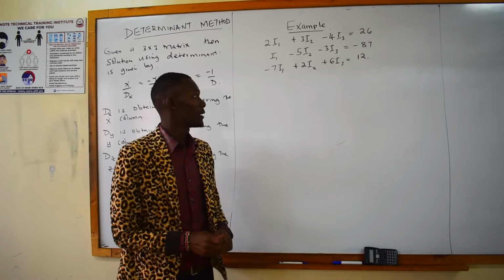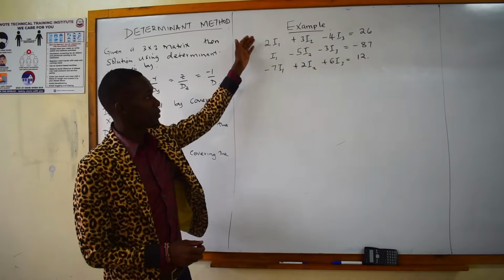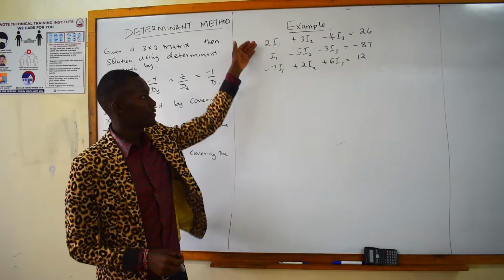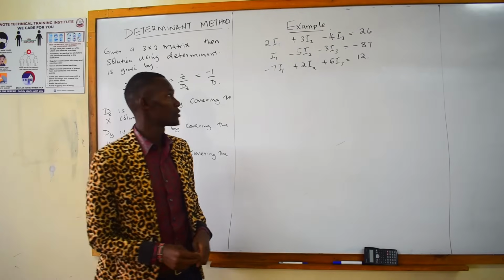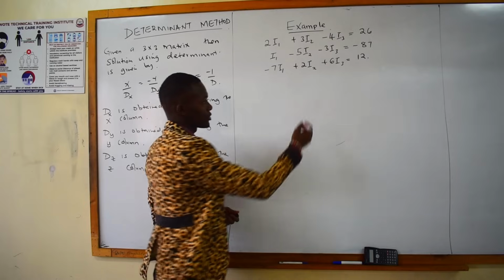Now let us take an example here. This one is an electric circuit. By Kirchhoff's law we get these three equations: equation number 1, equation number 2, equation number 3. We are supposed to get the values of I1, I2 and I3. So let's check the solution.